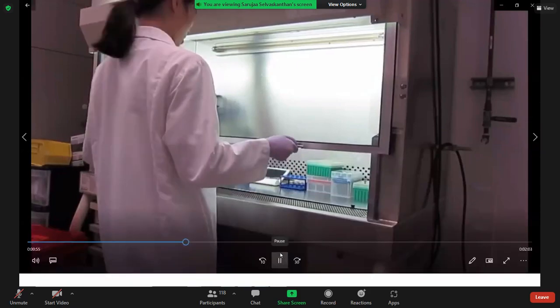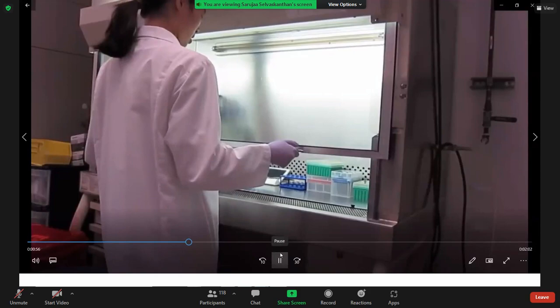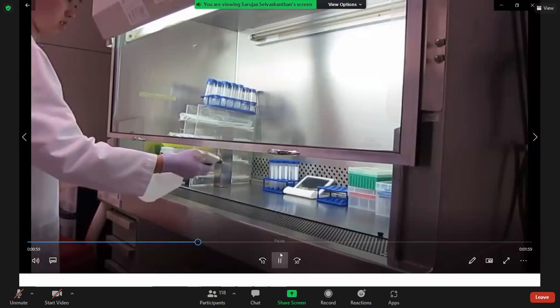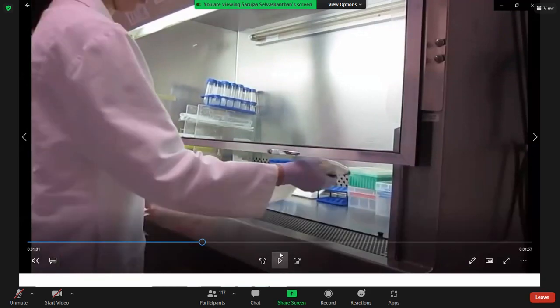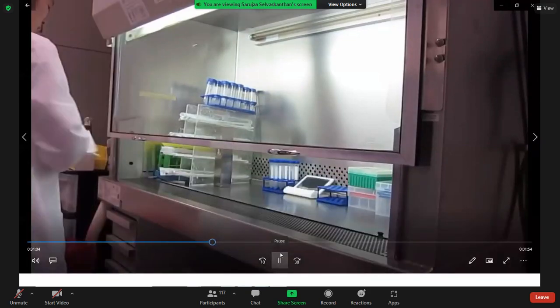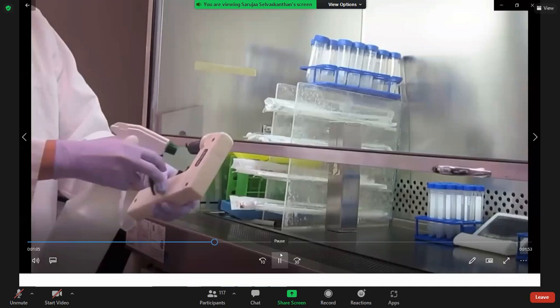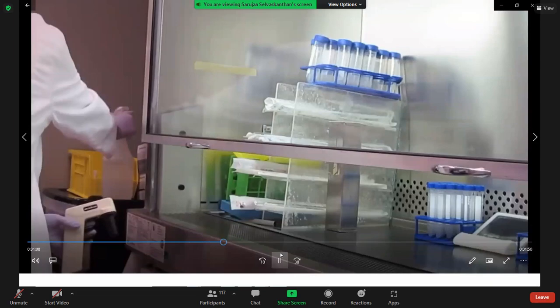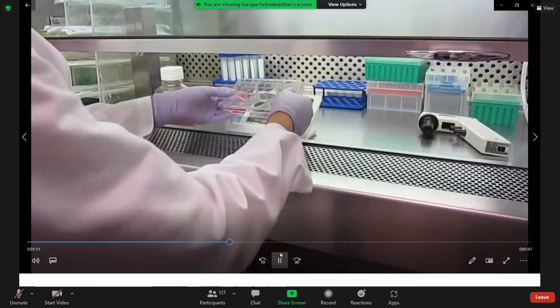Before doing anything in the biosafety cabinet, wipe down all surfaces with 70%. What they are spraying is actually 70% alcohol, ethanol. Make sure to spray down the working area thoroughly. Additionally, spray all items going into the BSC with 70% ethanol. Do all work 4 inches into the BSC and avoid leaving anything on the grill.